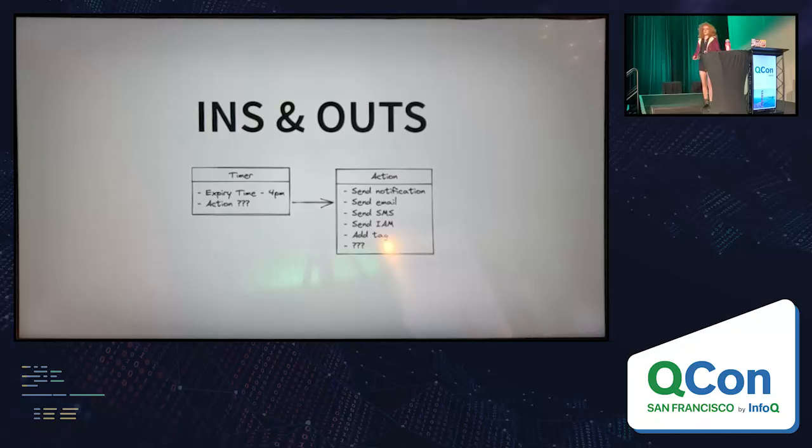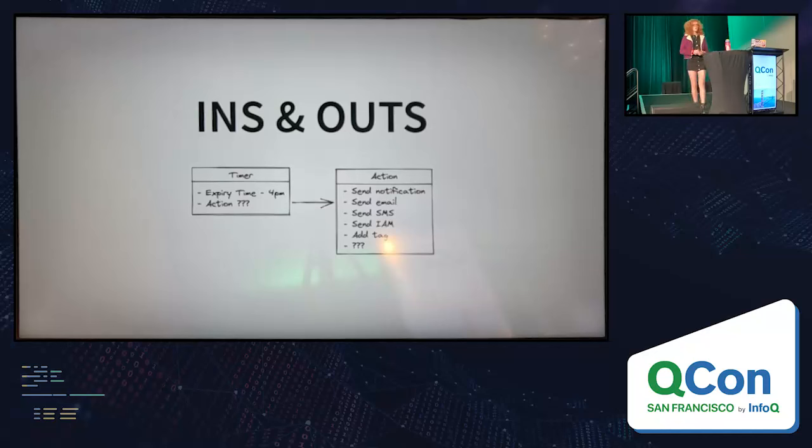So let's talk about the big blocks, how the data are flowing in and out of the system, right? Sensibly, the input to this system is a timer, right? And a timer is an expiry time, a time to end at, and a thing to do once it has ended, an action. So what are the actions? Initially we came up with a pretty short list. That is sending a message, like a notification, email, SMS, in-app message, or adding a tag to a particular user. But we realized that we might come up with more actions in the future, so we didn't necessarily want to constrain ourselves to a fixed list.